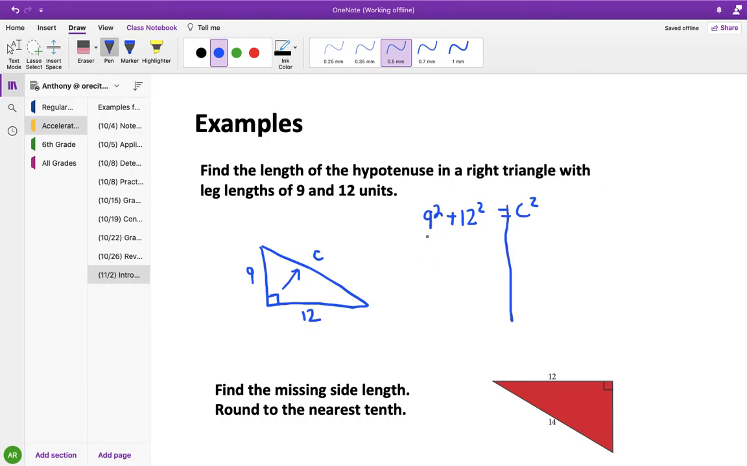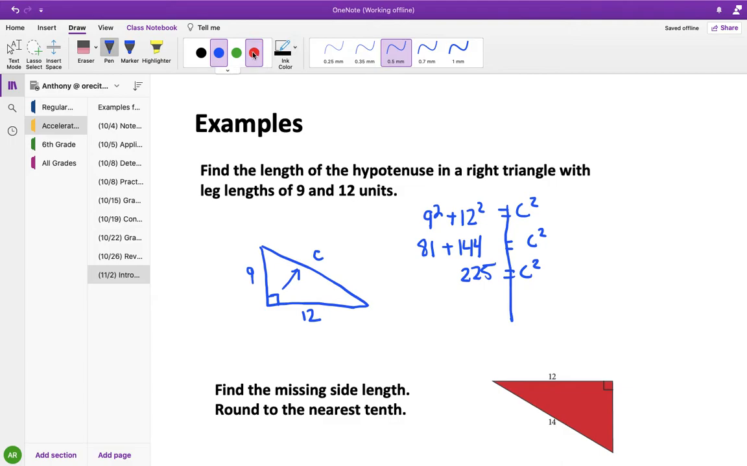We know that 9 times 9 is 81. We know that 12 times 12 is 144. And we know that 81 plus 144 is 225. Sorry, I don't want to write it that way. Bad, Mr. Robinson. I'm going to get rid of that. I actually want to simplify the left side. So this is 225 equals C squared. So far, so good. Now you're probably wondering, Mr. Robinson, what do I do with this squared thing?